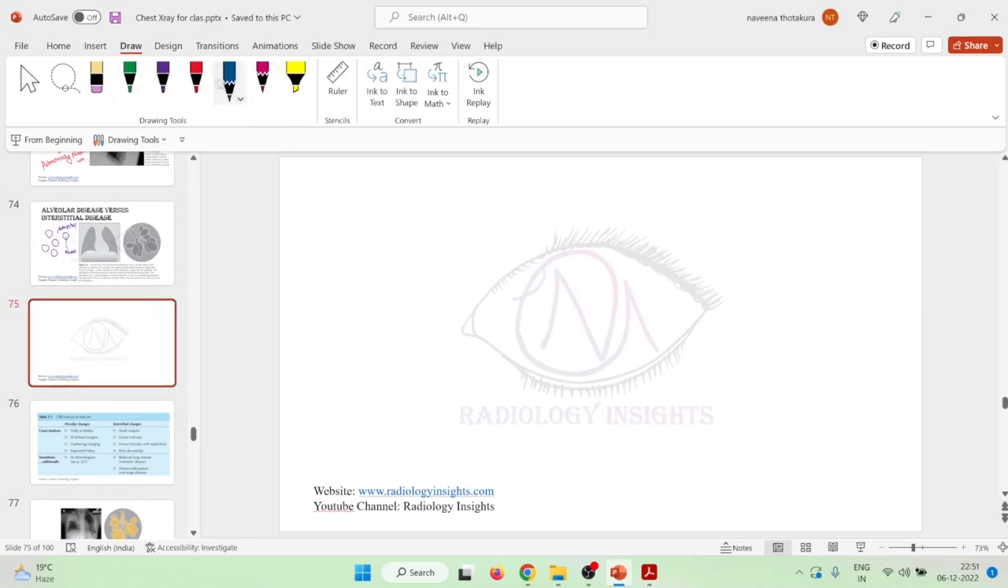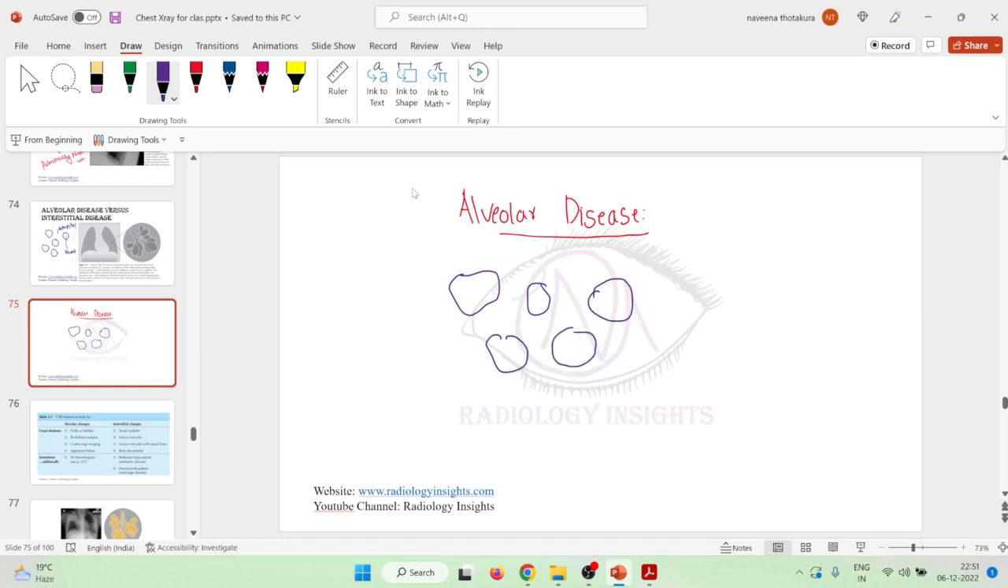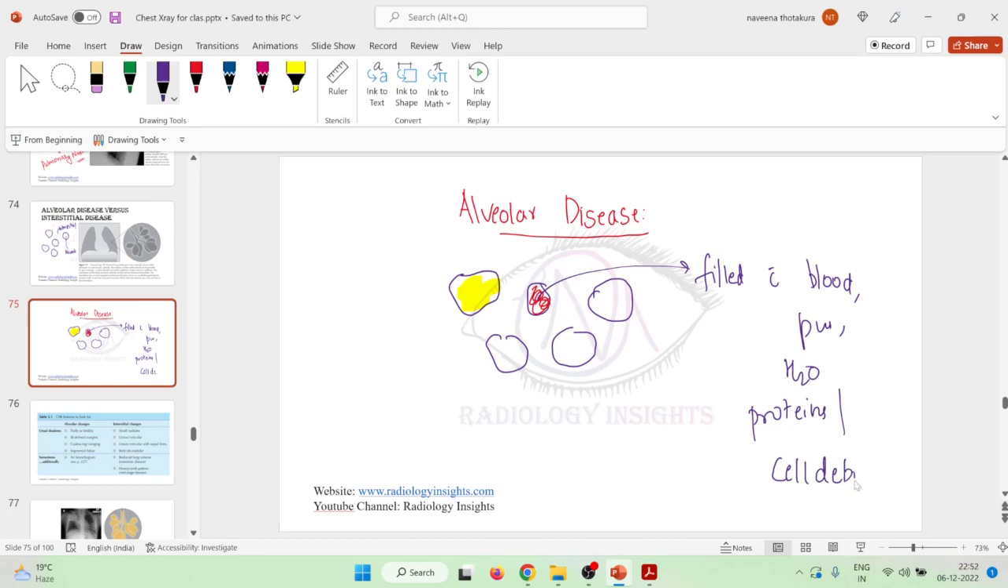So first, what is alveolar disease? When do you call that there is an alveolar disease? In alveolar disease, the alveolar air spaces are filled with some abnormal material, like pus, blood, water, proteins, or cell debris. Then we call it alveolar disease.